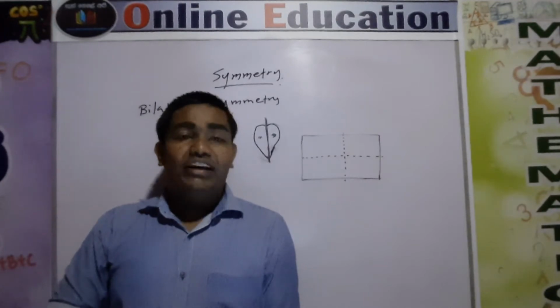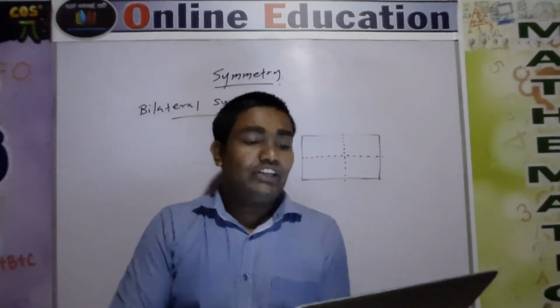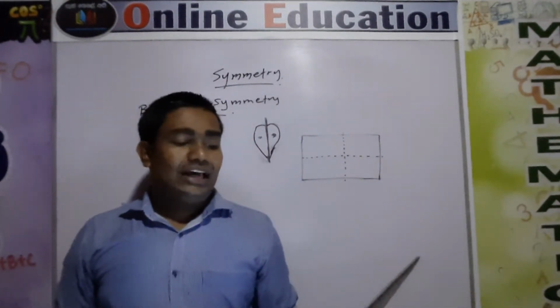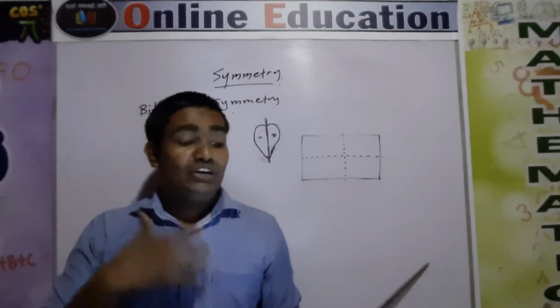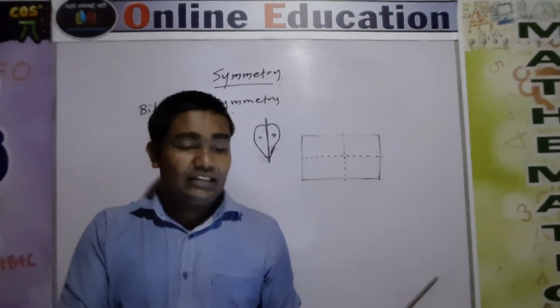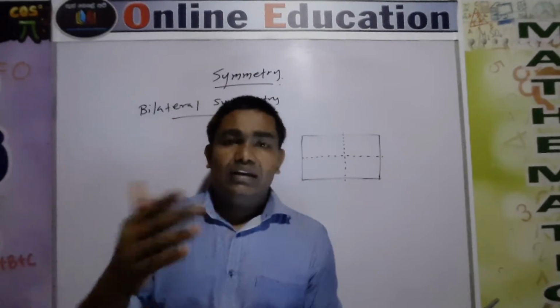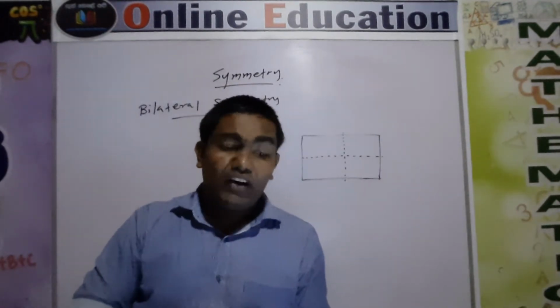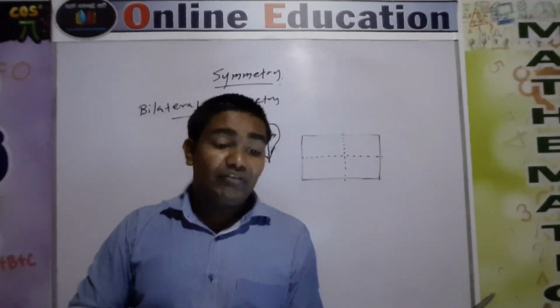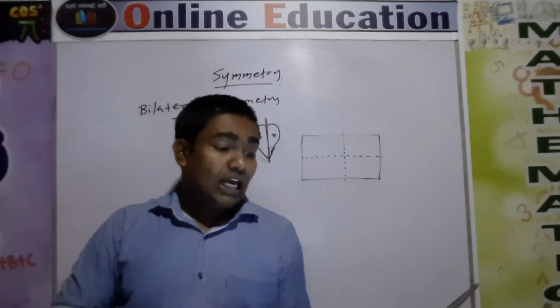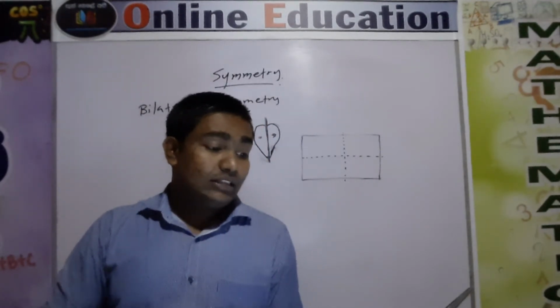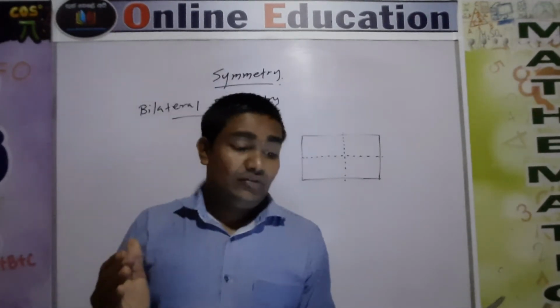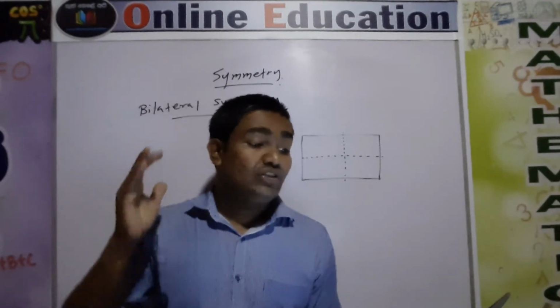Right. Drawing axis of symmetry. Activity 2 they have given. You can draw that. You need to copy these figures and fold. If you can fold perfectly, they have given a term for it: the two parts coincide.